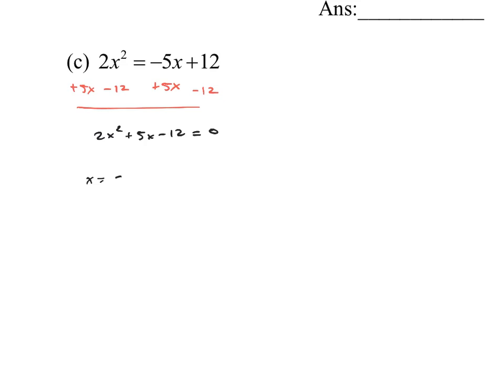x equals negative b, so that would be negative 5, plus or minus the square root of b squared, so that would be 5 squared, minus 4 times a, which would be 2, times c, which would be negative 12, all over 2 times a, which is a 2.